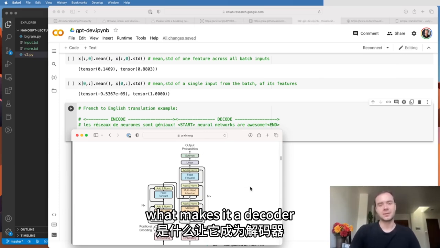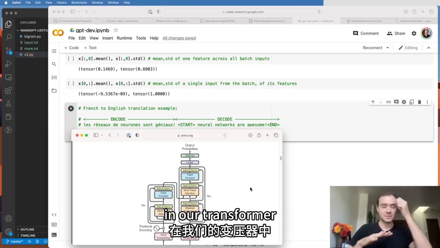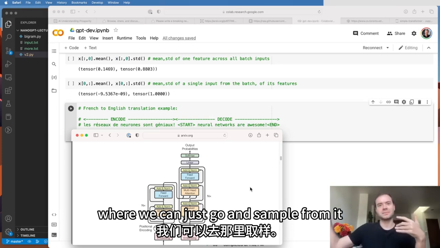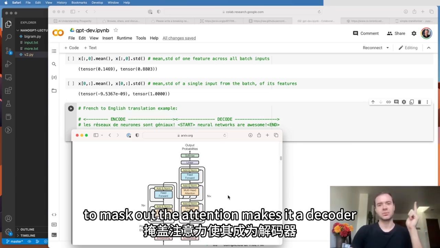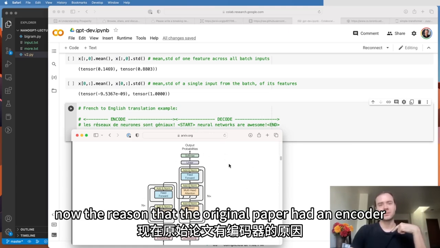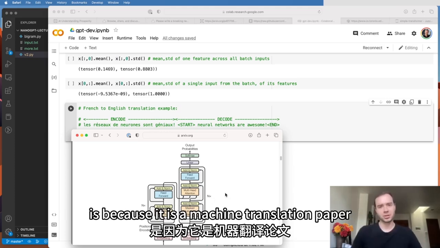We're just blabbering on according to a given data set. What makes it a decoder is that we are using the triangular mask in our transformer. So it has this autoregressive property where we can just go and sample from it. Using the triangular mask to mask out the attention makes it a decoder, and it can be used for language modeling. Now, the reason that the original paper had an encoder-decoder architecture is because it is a machine translation paper.